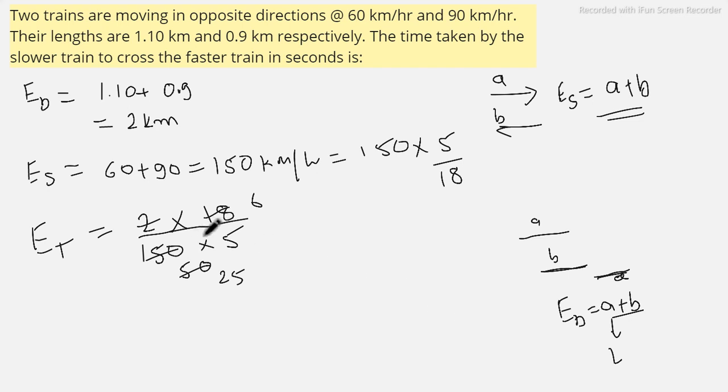Okay, so one mistake we have made here is that we have not converted this kilometer into meter, because here we are taking meter per second, right? So this distance also has to be converted into meter. So this will be converted into meter, that is 2000 meter, right? So this will be multiplied by 1000 here.